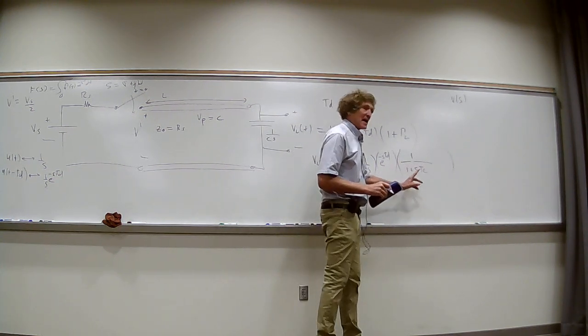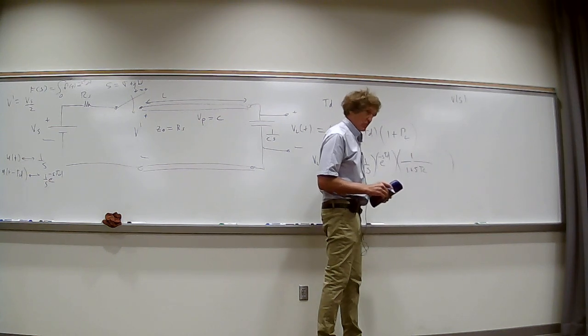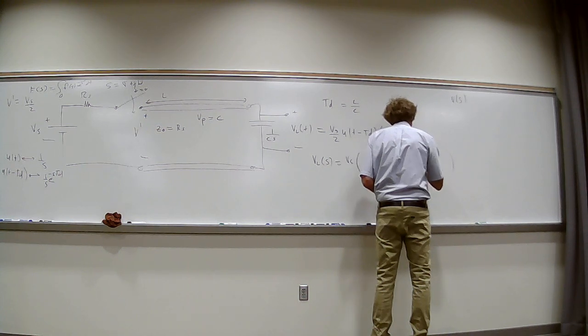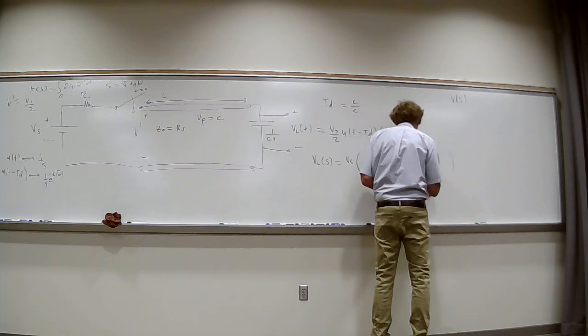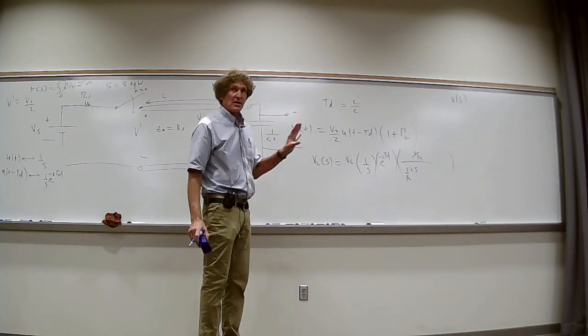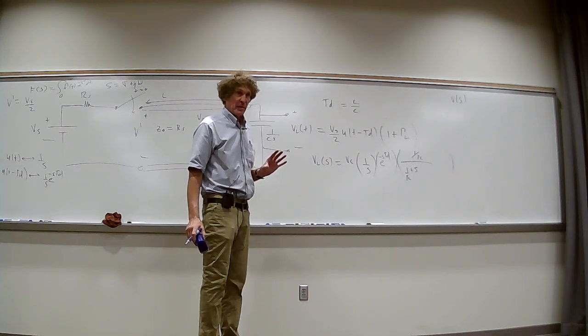Down here, I need s by itself. I need s plus a constant. So I divide top and bottom by 1 over τC. And here I get 1 over τC, over (1 over τC plus s). Y'all follow me on that? And again, I'm just getting it ready to do a partial fraction expansion. Everybody?